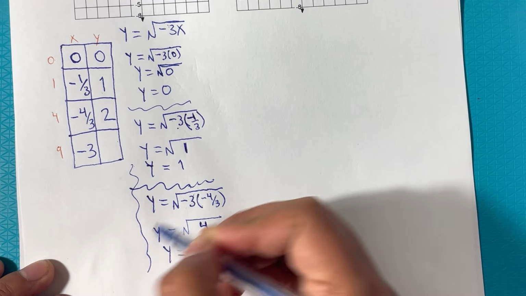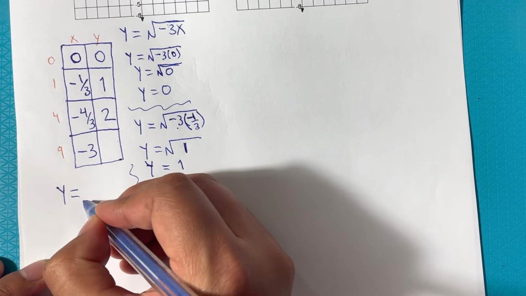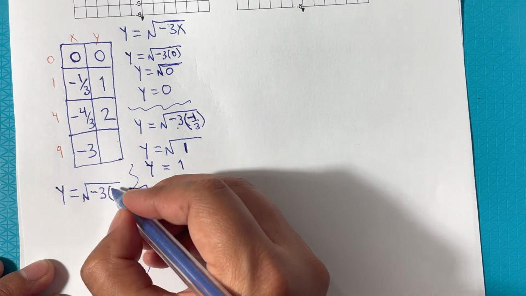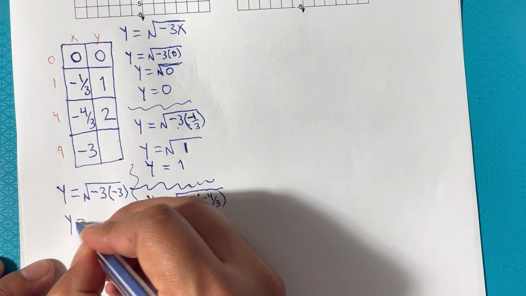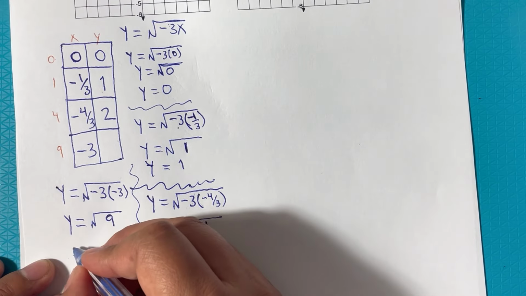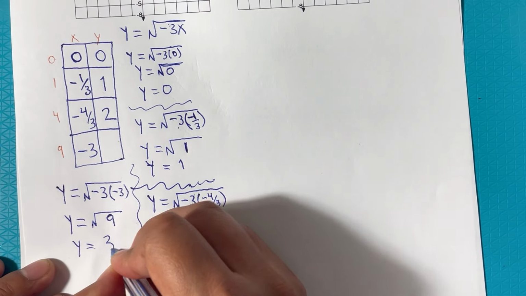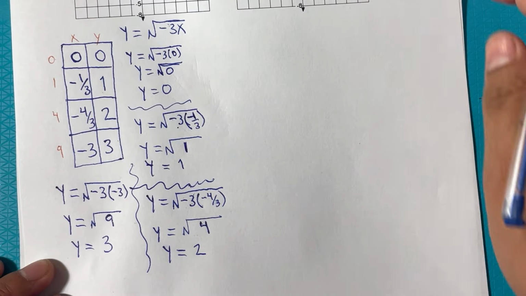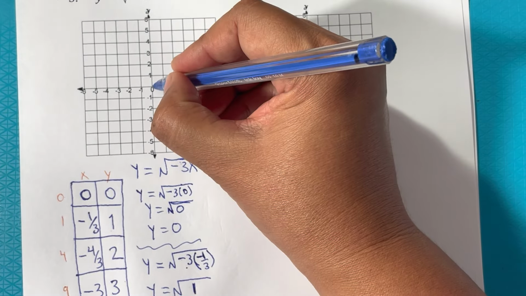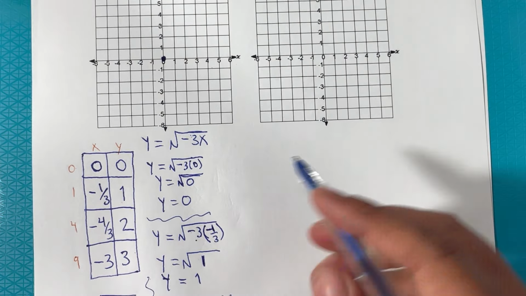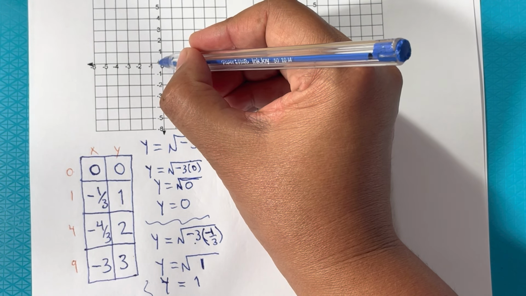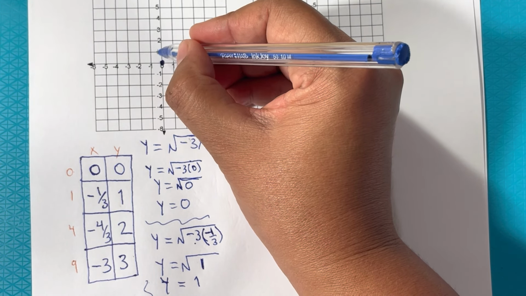And finally, y is equal to the square root of negative 3 from the equation times the value that we found. And so negative 3 times negative 3 is positive 9. The square root of 9 is 3. And now we have our values to graph in here. So 0, 0 is right here. Negative 1/3, 1. Negative 1/3 is around here. Positive 1 is right there.